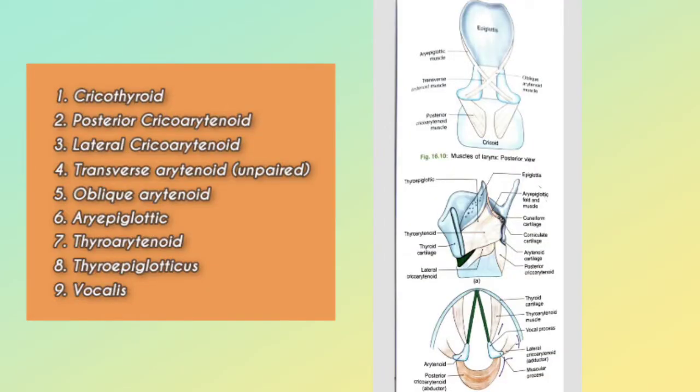The intrinsic muscles of the larynx are 9 in number. They are namely cricothyroid, posterior cricoarytenoid, lateral cricoarytenoid, transverse arytenoid, oblique arytenoid, aryepiglotticus, thyroarytenoid, thyroepiglottic and the vocalis. Out of these, the transverse arytenoid is the only unpaired muscle. So now let's see these muscles in the dissection.